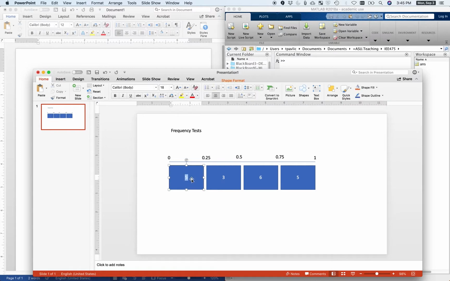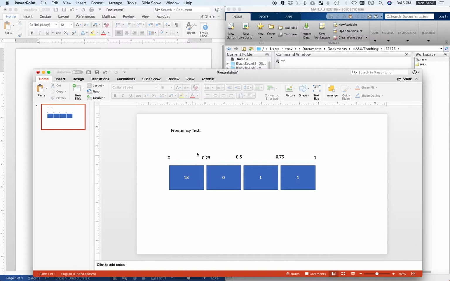So as an example, if it came out that I got 18 numbers here, 0 here, 1 here, and 1 here, well, in that case, the fact that almost all of my numbers are between 0 and 0.25 tells me that they weren't uniformly distributed. And so the chi-squared test should end up rejecting the hypothesis of uniformity. And so we call this a frequency test, because we're taking the numbers and we're converting them into frequencies.